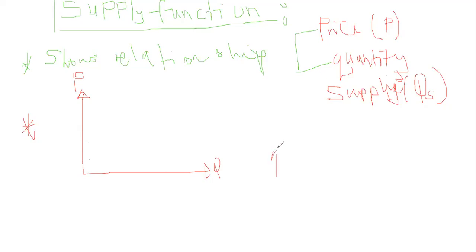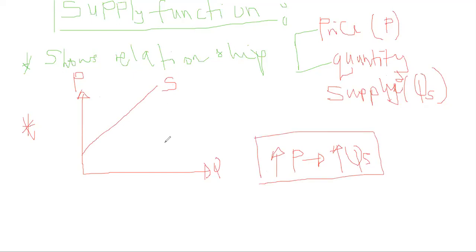So when price increases, quantity supply goes up. If that is the case, what kind of supply curve are we going to have, upward sloping or downward sloping? Upward sloping. So it is because of this that we have this. When you have an upward sloping curve or line, we have a positive relationship. That is, price has a positive impact on quantity supply.